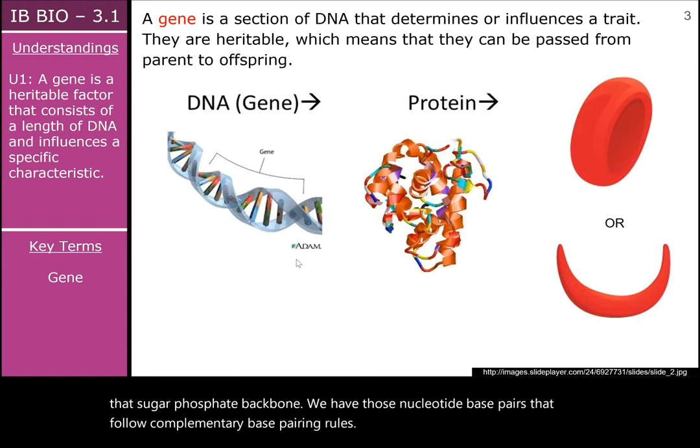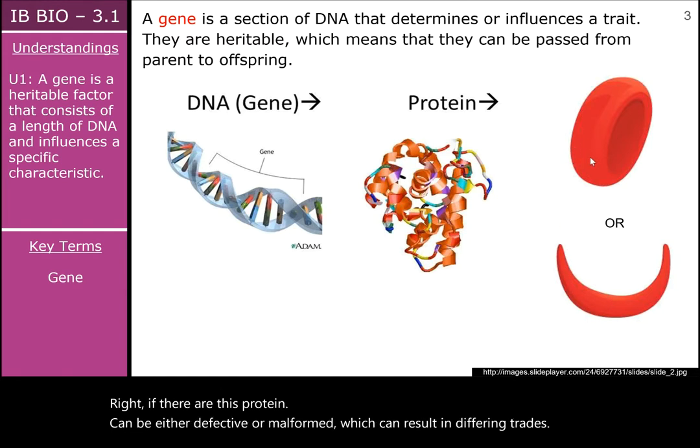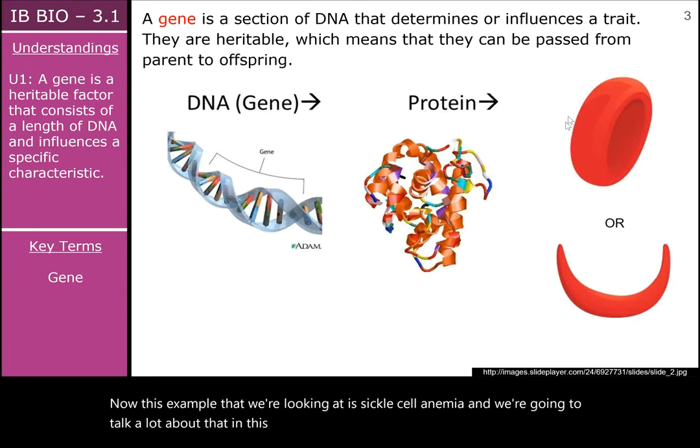Now, through the process of transcription and translation, we end up with a protein. And depending on if there are mutations in these base pairs, this protein can be either defective or malformed, which can result in differing traits. Now, this example that we're looking at is sickle cell anemia, and we're going to talk a lot about that in this particular subtopic. Here we have a normal red blood cell, and here we have a sickle red blood cell.